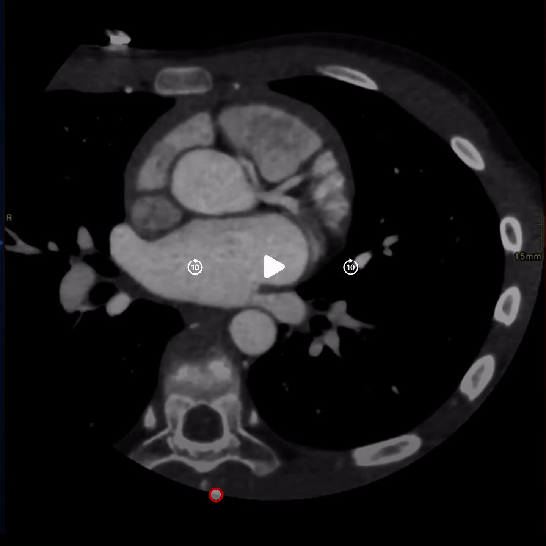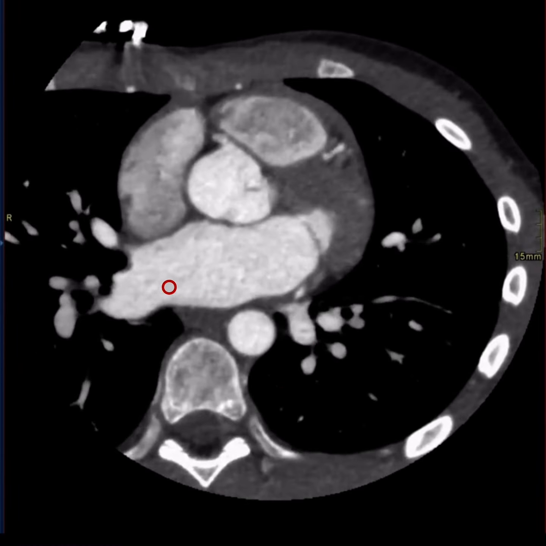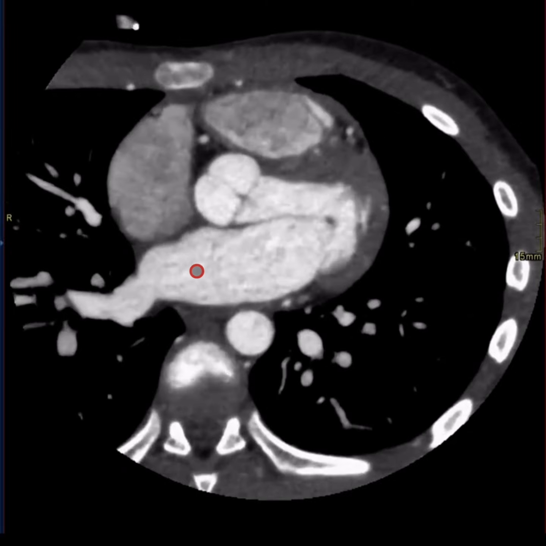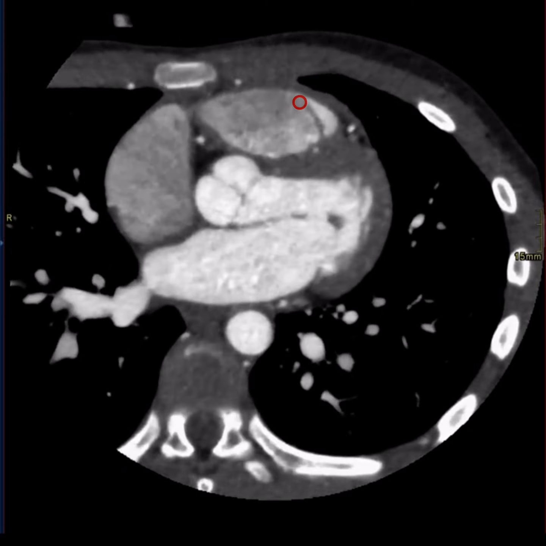So let's look at the scan systematically. This is a coronary CT orientation. This is the right side of the patient. This is the left side of the patient. This is the left atrium with the pulmonary veins entering it. And this is the left ventricle. This is the right atrium. This is the right ventricle.